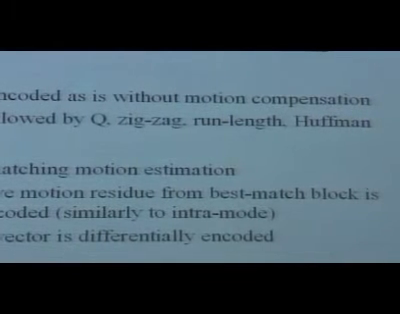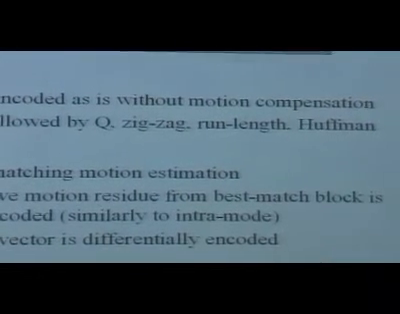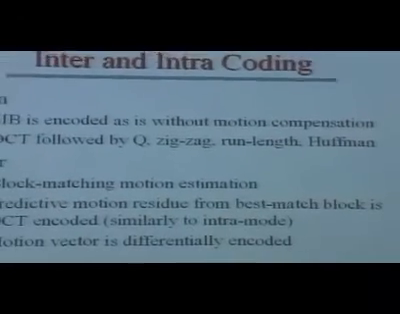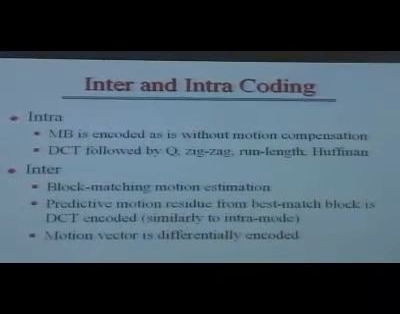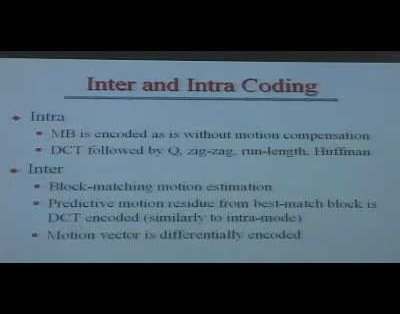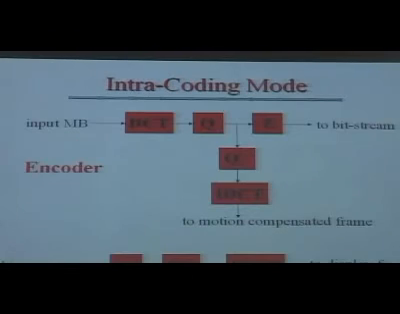What does differentially encoded mean? You take two neighboring motion vectors, you encode the difference, so we try to save some bit rate. So this is the intra-coding mode.